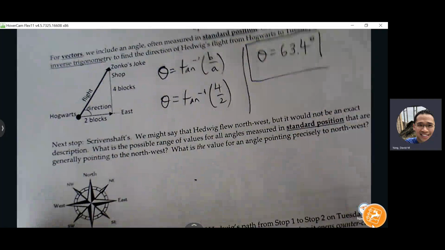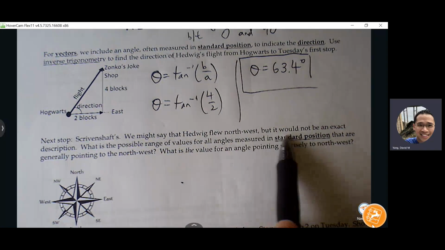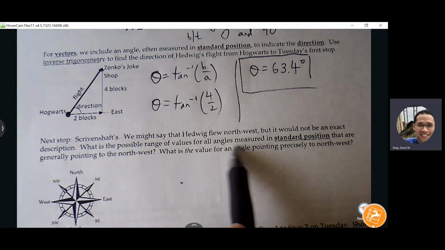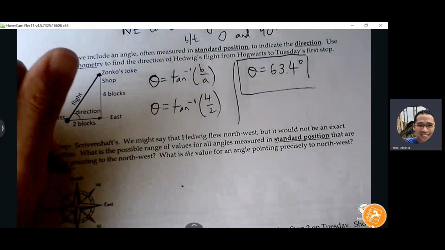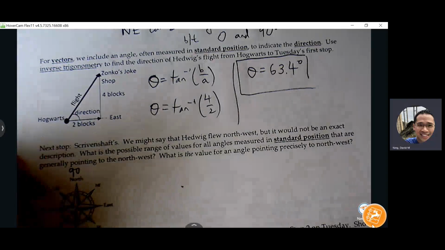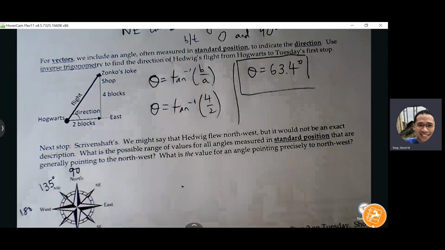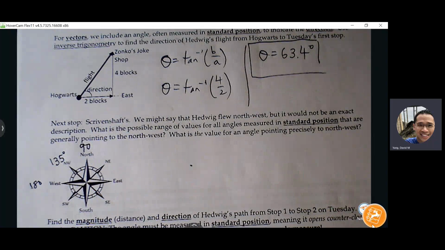Okay, next stop. We might say that Hedgewick flew northwest to his next stop, but it would not be an exact description. What's the possible range of values in standard position that's considered northwest? So northwest is anywhere between 90 and 180. But if I want to say exactly northwest, I would say 135 degrees. But typically northwest can either be exact or it just can be a very general statement like before.